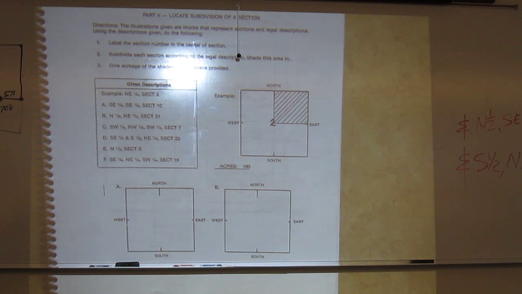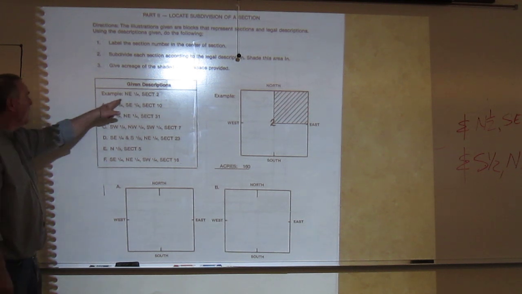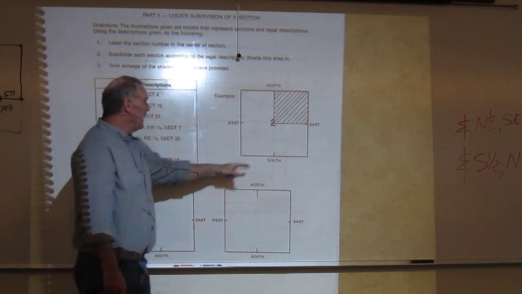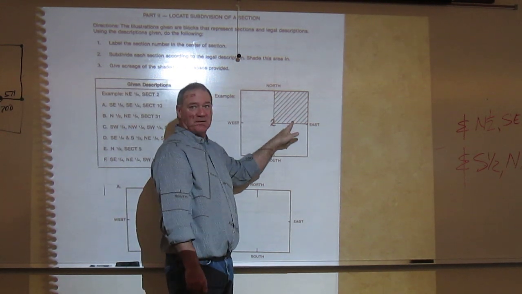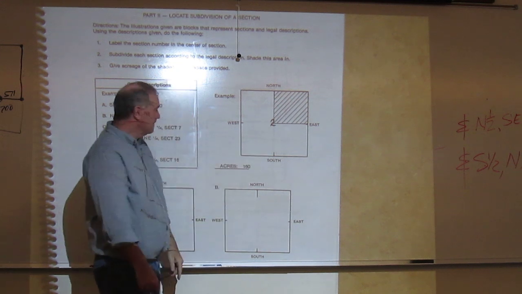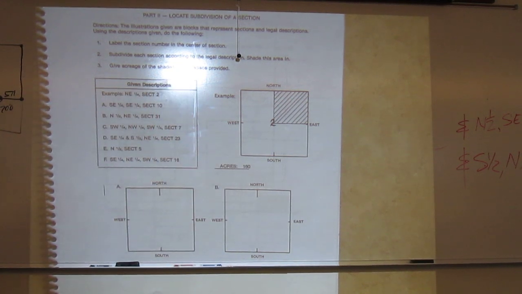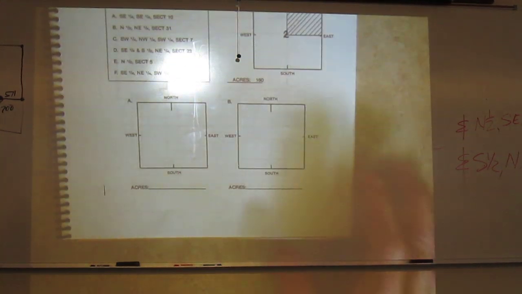All right, so what you're to do here is to go through and shade the areas. So label section number in the center of the section, subdivide each section according to the legal description, shade the area in, use a cast iron hatch pattern if you would. Give the acreage in the shaded area. So the first one's an example for you. So you're doing the northeast quarter of section 2, so you're labeling it 2, you're blocking out the northeast quarter and hatching it. Use a triangle, please. Don't be sloppy.